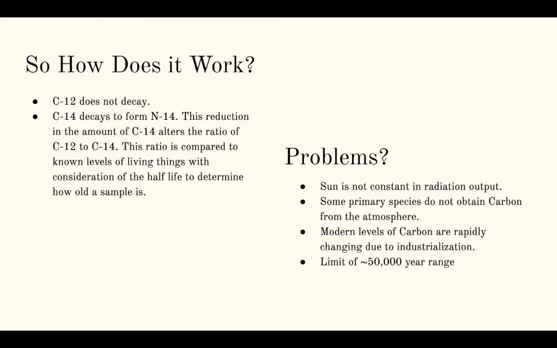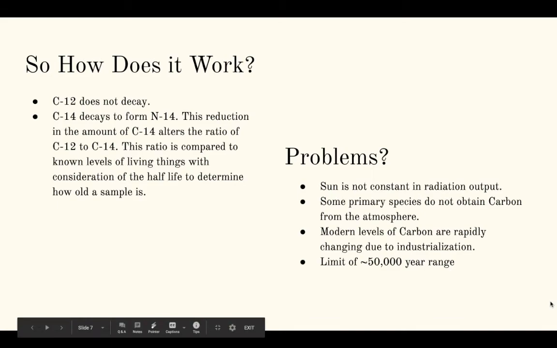So what kind of problems or inconsistencies are there in this process? One factor is that the sun is not constant in its radiation output. We don't know, for example, how consistently nitrogen is transformed into carbon in the upper atmosphere, but we can assume that the inconsistency won't significantly affect our data.